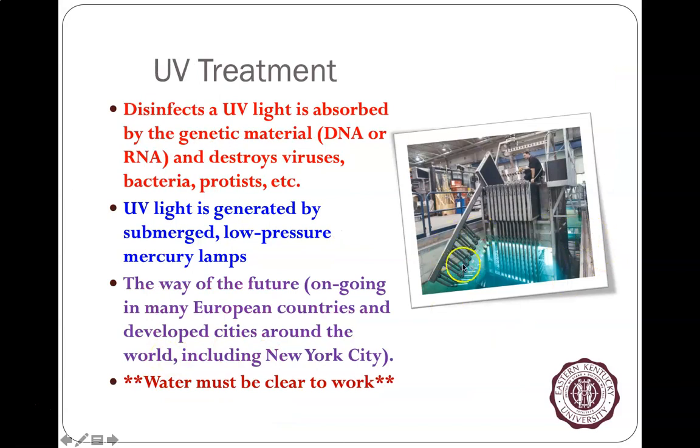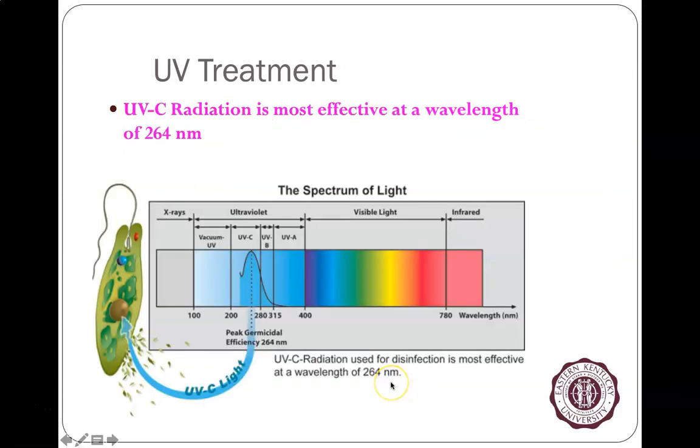UV treatment, where they lower these UV lamps into the water system. UV works. It can disinfect by targeting the genetic material of the viruses or the things you're trying to disinfect, bacteria, parasites, whatever. The UV damages the DNA. UV lights on these low pressure lamps, there's kind of a whole bank of lamps that can be lowered in. And there's a lot of places around the world that are using them. But you have to have your water be very clear, no turbidity, for these things to be most effective.